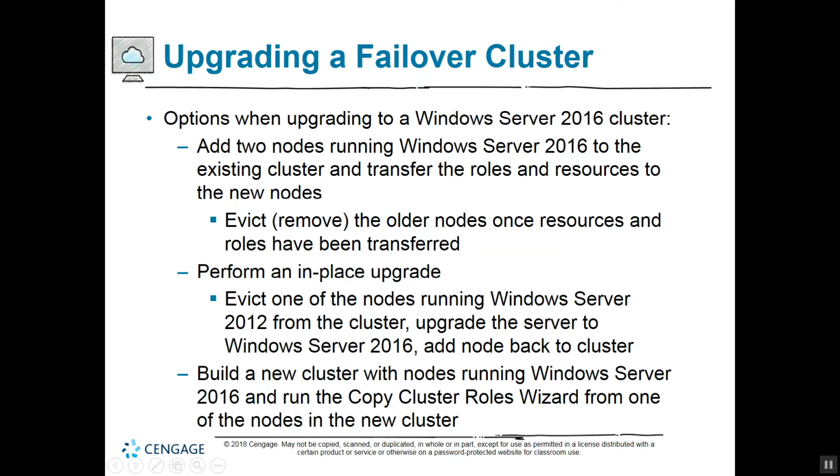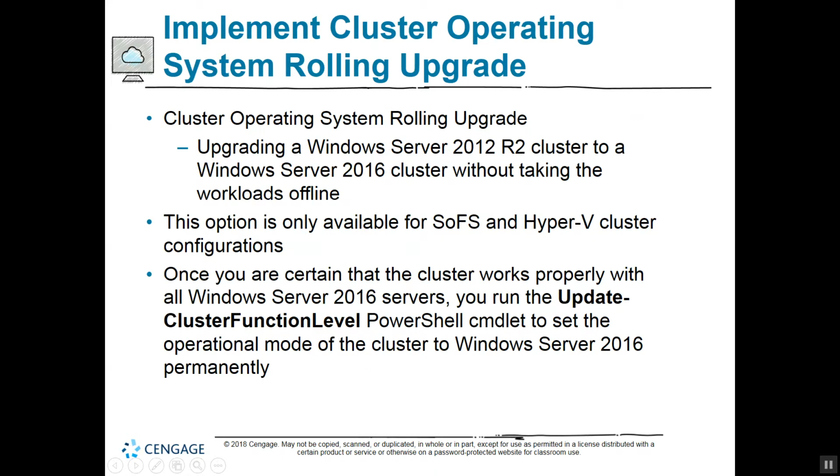Now, options when upgrading to a Windows Server cluster: add 2 nodes running Windows Server to the existing cluster. Then you can evict older ones, perform an in-place upgrade. This is all stuff that we dealt with in the last chapter. Okay. Now, if you want to run it in PowerShell, you'd run the Update-ClusterFunctionalLevel PowerShell cmdlet to set the operational mode of the cluster to Windows Server 2016 permanently. Now that's upgrading from 2012 R2 up to 2016.